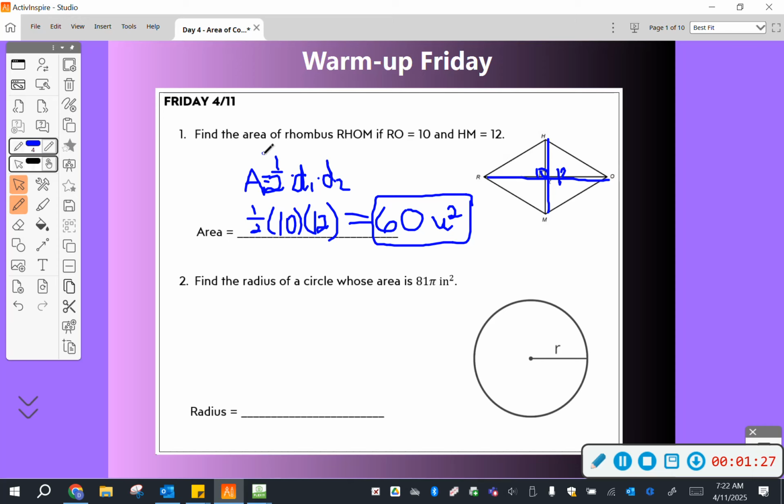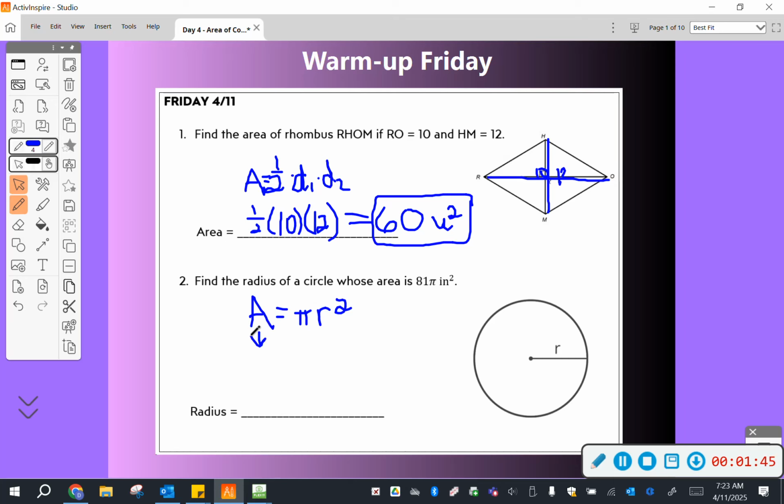The next one, it says find the radius of the circle whose area is 81 pi inches squared. We literally did this problem yesterday with a different number. Do y'all agree? What's the formula for area of a circle? It is pi r squared.